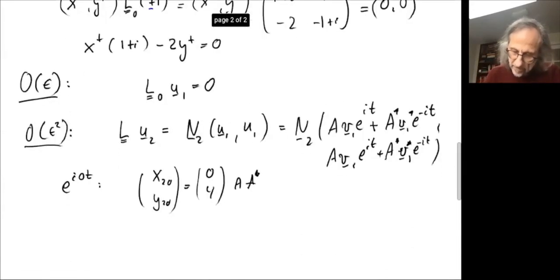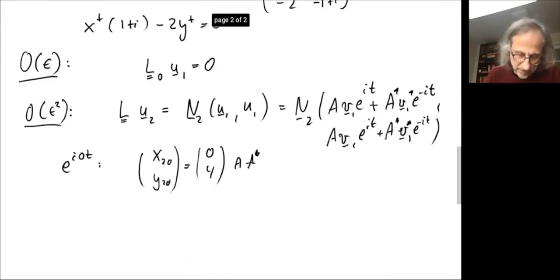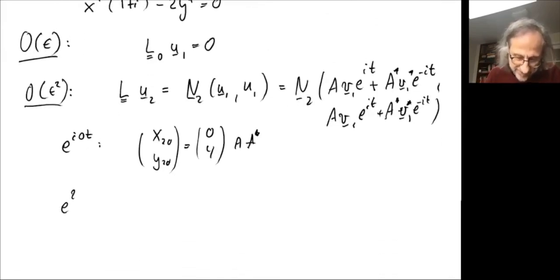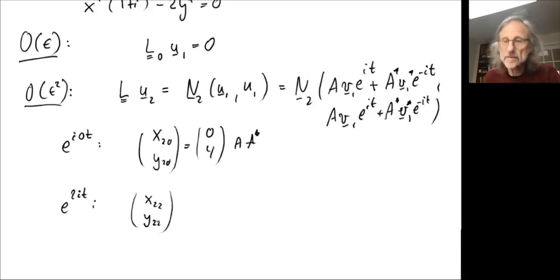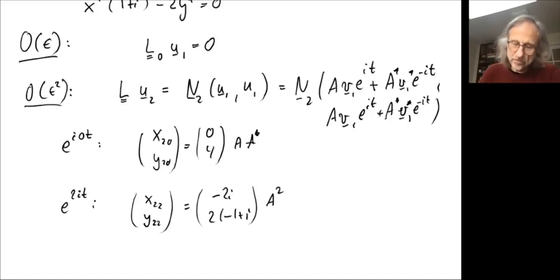Okay, and if you go for e to the 2it, then the answer, after a little algebra, is x22, y22 is equal to minus 2i, 2 minus 1 plus i, times a squared. So the only reason I wrote that down is because it tells us what's always happening. But you see there's a term a times a star, which I completely expected there.